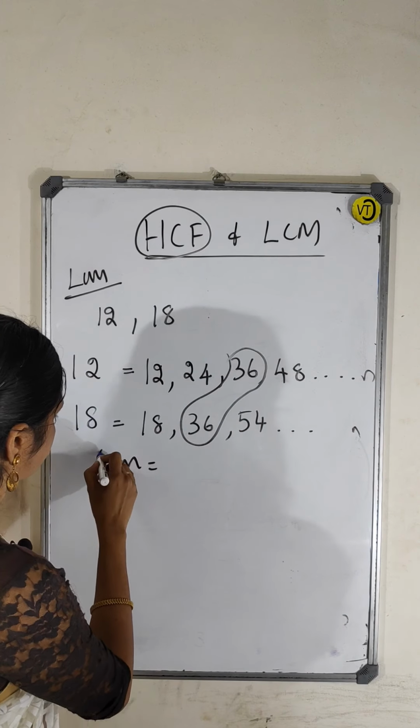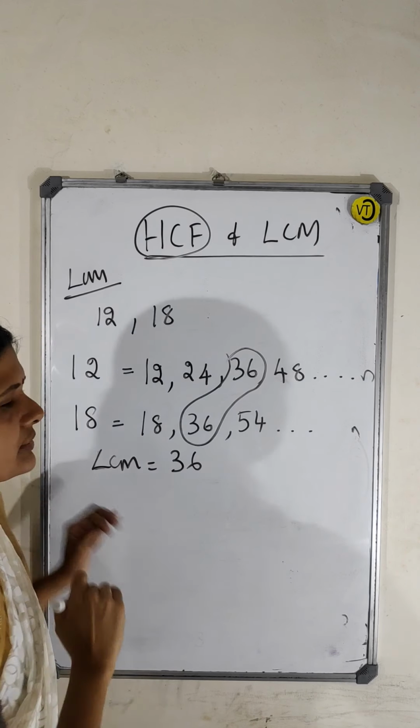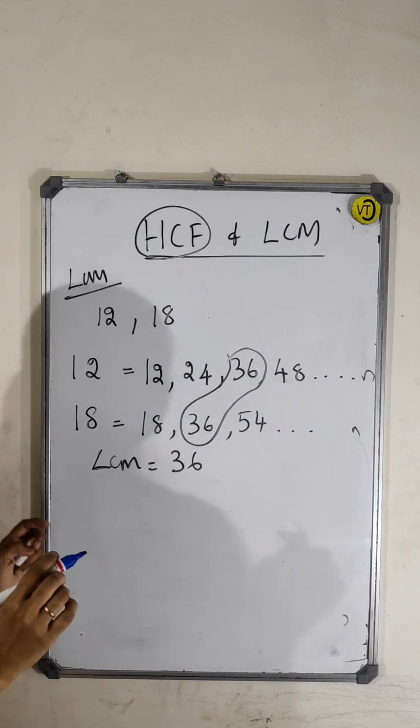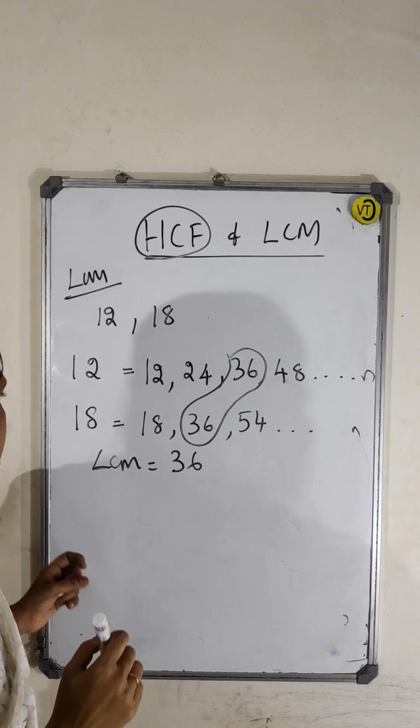LCM is 36, the least common multiple. Now I will check with the prime factorization method.